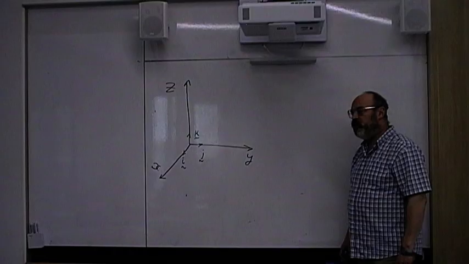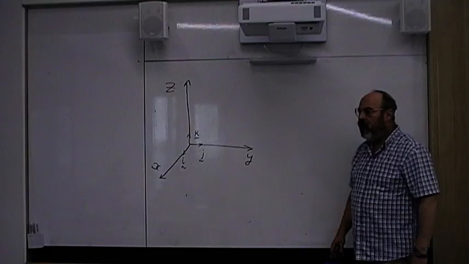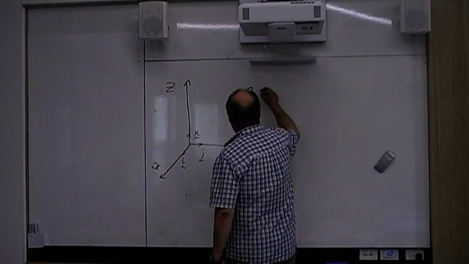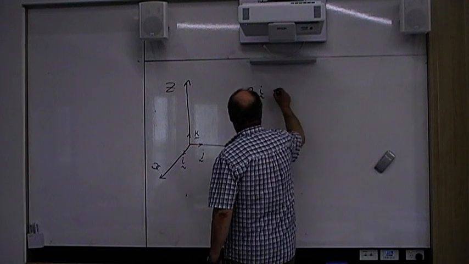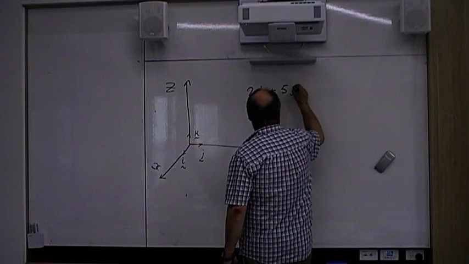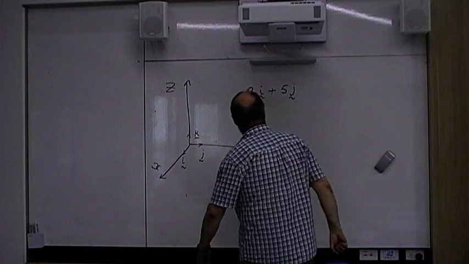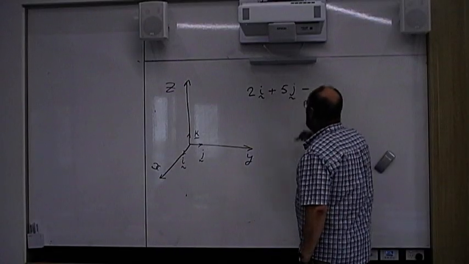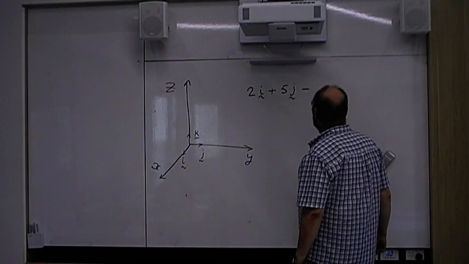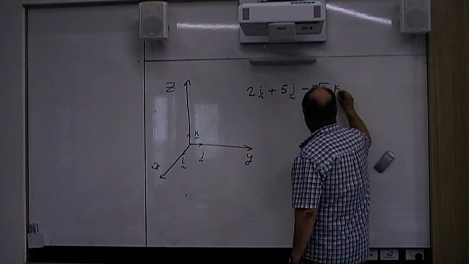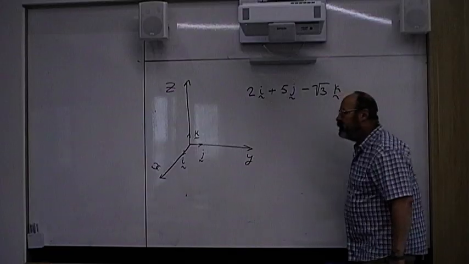So what will be the length of the vector 2i plus 5j minus root 3 k?